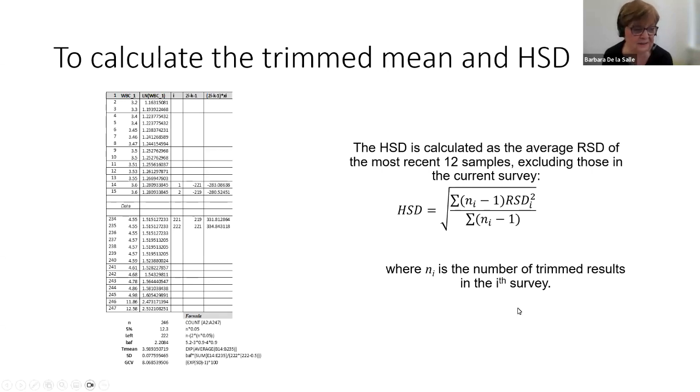We have a database that does it for us, although the method is the same. We also have here a calculation of how we would calculate the historic standard deviation, which is used to calculate a deviation index. As I've said here, the HSD is calculated from the average RSD for the most recent 12 samples, excluding those in the current survey. And there's the statistical formula. The idea of that is just to smooth the SD and the impact that it will have on the deviation index. So the answer to can I calculate my own SD is yes, you can.